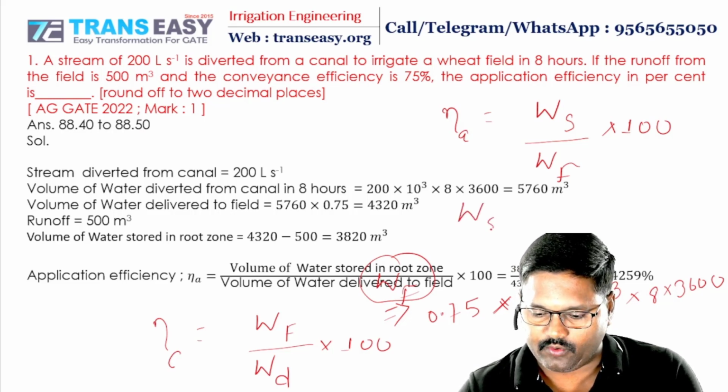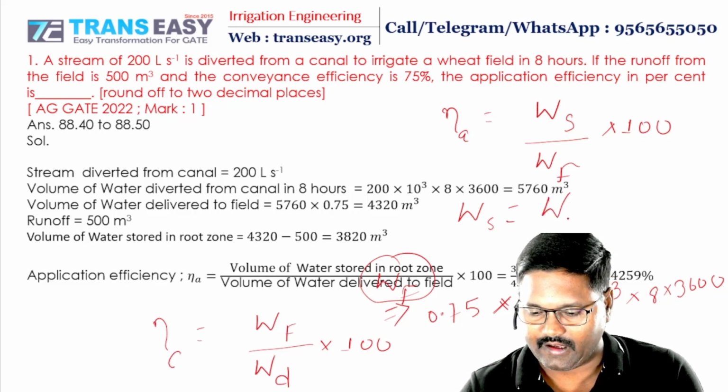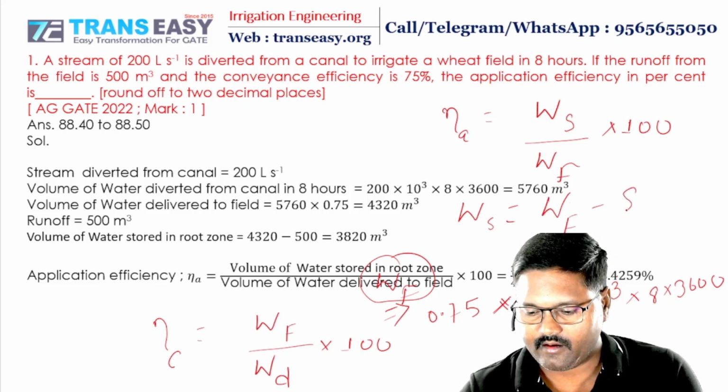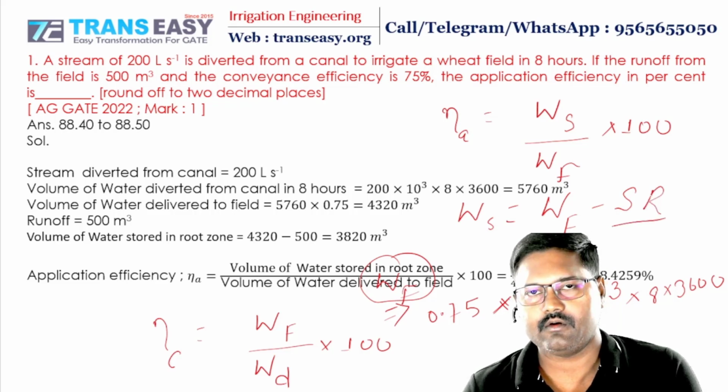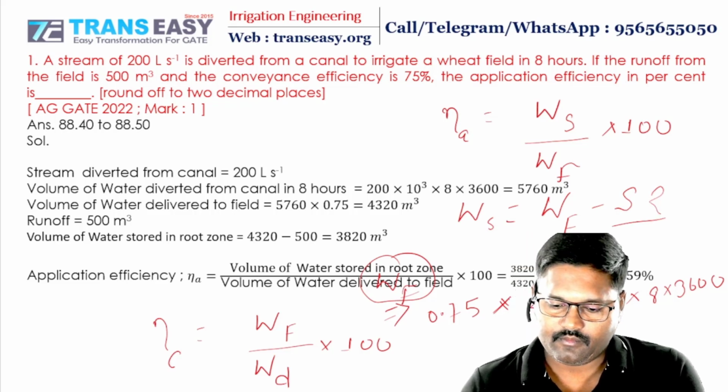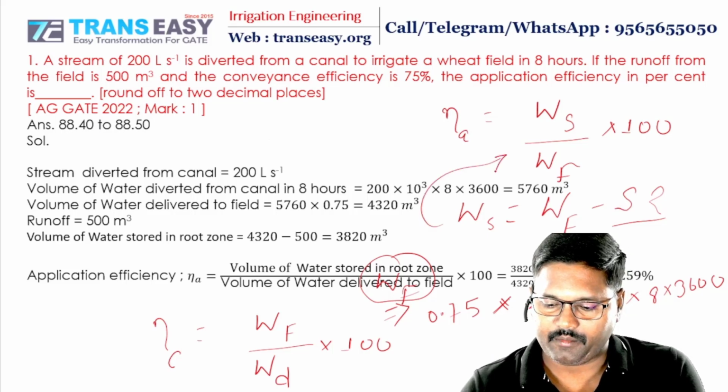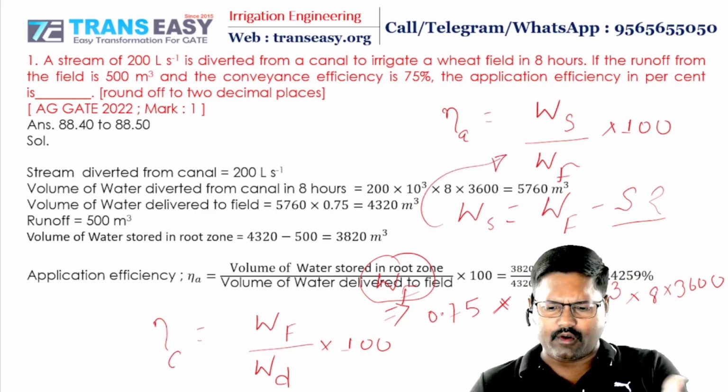Amount of water stored in the field is equal to delivered to the field minus surface runoff, right? We can easily find application efficiency. So this is 1 mark problem.